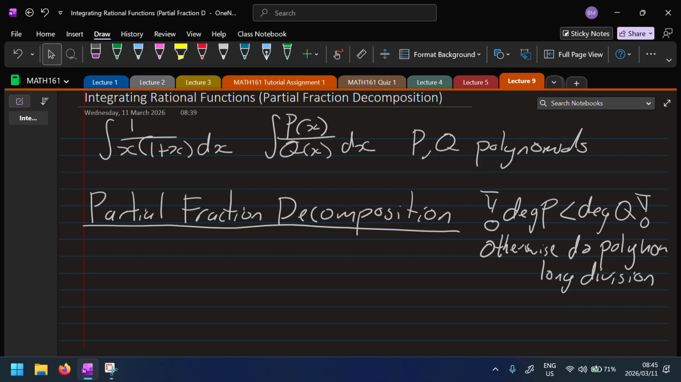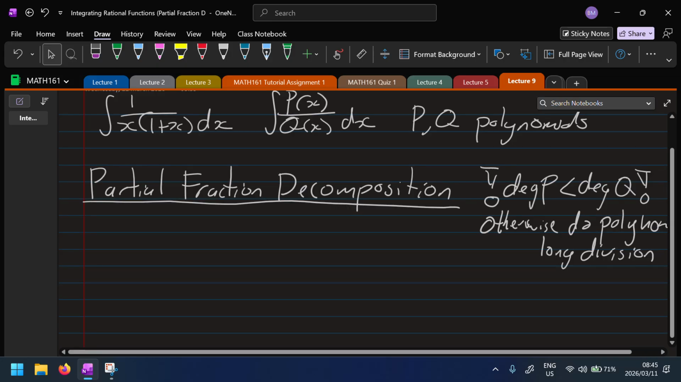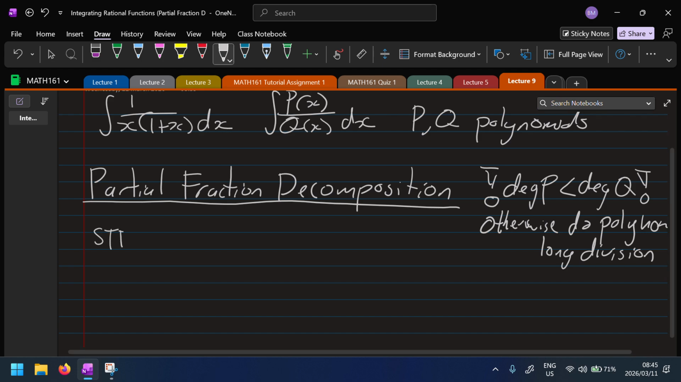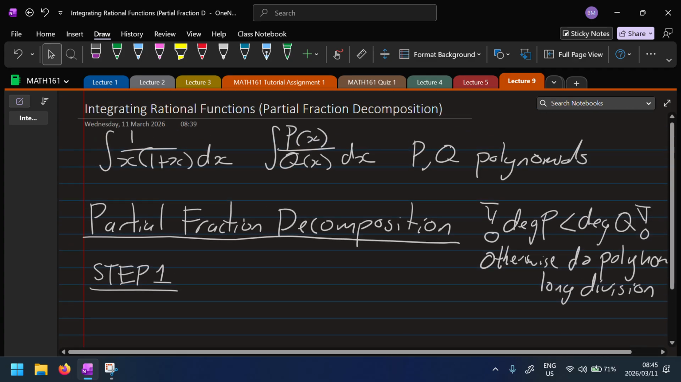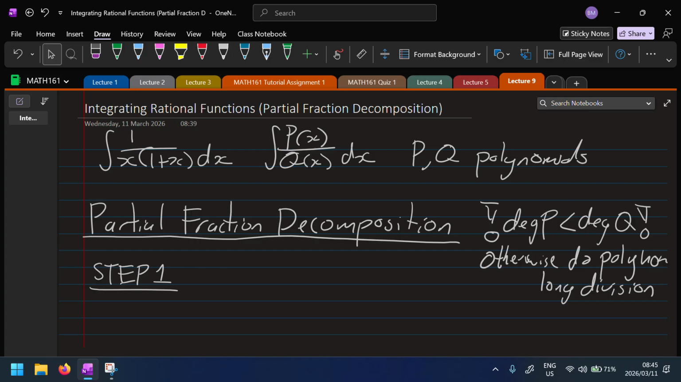Okay. Now for step 1, for the actual decomposition. This is split into 3 cases. Depending on what this bottom part looks like, this Q of X, there are 3 cases that we have to deal with, based on Q. P is irrelevant. P can be whatever. Depending on that Q, you split it up into these 3 cases.